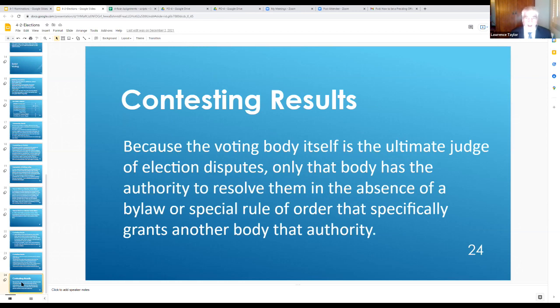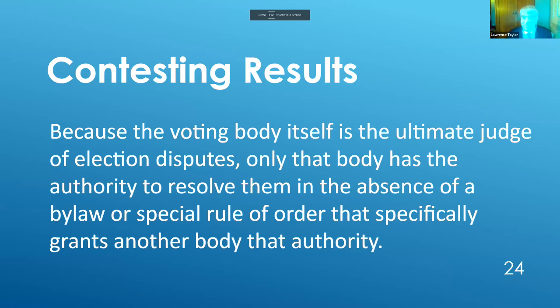This one is important in that I was also in a circumstance where people felt that they had influence that they did not. Because the voting body itself is the ultimate judge of election disputes, only that body has the authority to resolve them, in the absence of a bylaw or special rule of order that specifically grants another body that authority. Specifically, we had a committee that elected its officers, and it was contested, and the presiding officer of the overall organization thought they could step in and order it to be redone. But it's the body that conducted the election that is the only one that can do that, unless that power is given to someone in the bylaws.